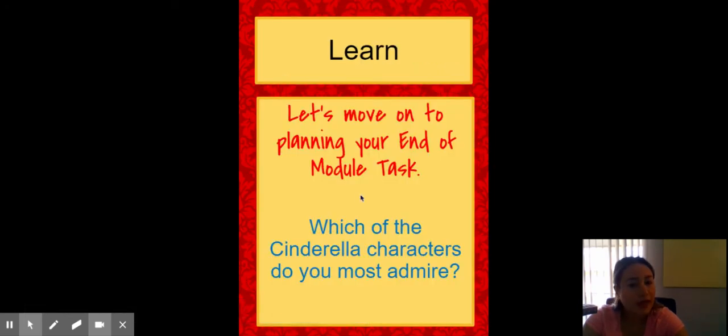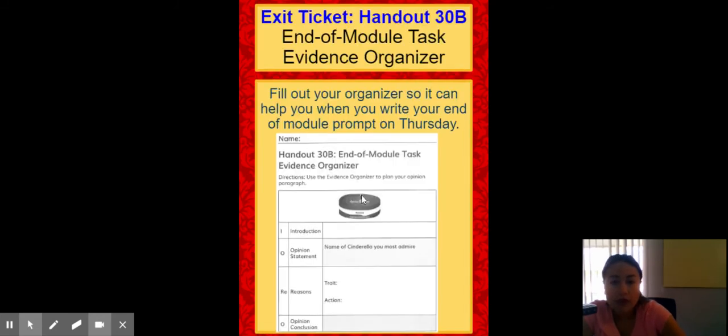Let's move on to planning your end of module task. Like I had mentioned in prior lessons, your end of module is going to be talking about which of the Cinderella characters you most admire out of all the ones we've read about. Your exit ticket is going to be handout 30B, the one I showed you at the beginning of this PowerPoint that is found inside your workbook. You're going to fill out your organizer so it can help you when you write your end of module prompt on Thursday.